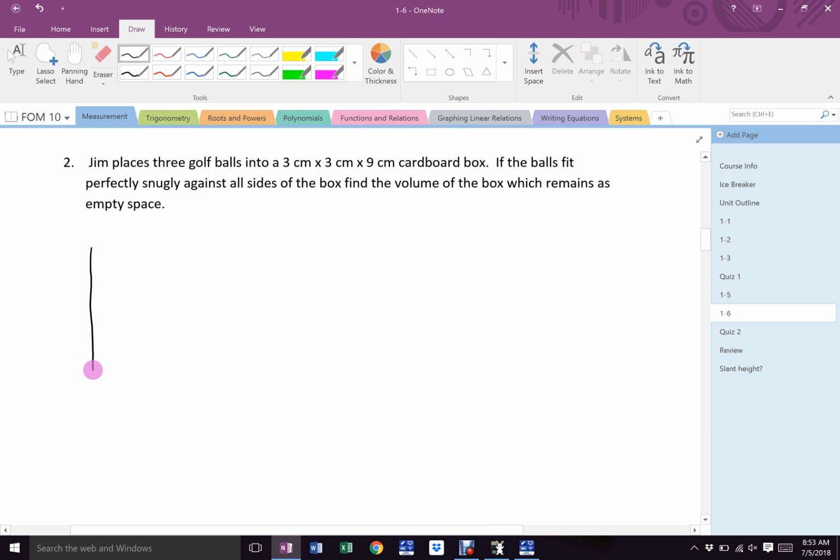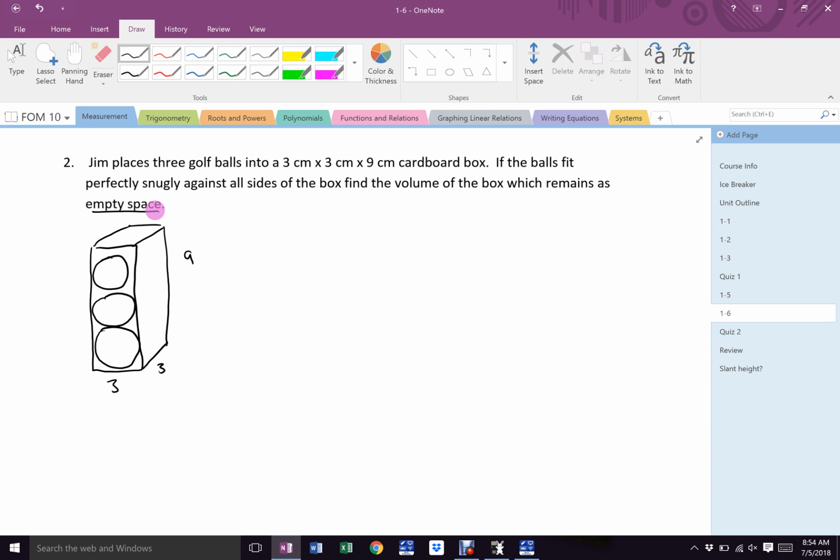So I got a box. That's 3 by 3 by 9, yes? And that box holds 3 golf balls, which I can only draw as circles. Can't draw spheres. Right? I want to find the empty space in the box, which sounds like a stupid math question, doesn't it? But it really isn't, because somebody has to decide how big to make a box. There's actually people that make their living doing stuff like this.